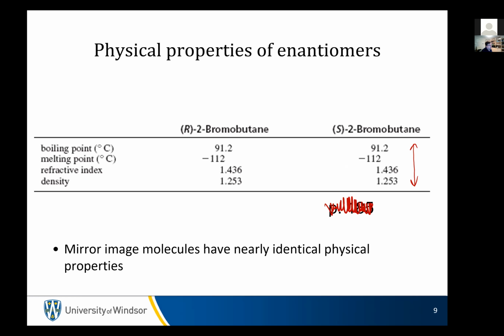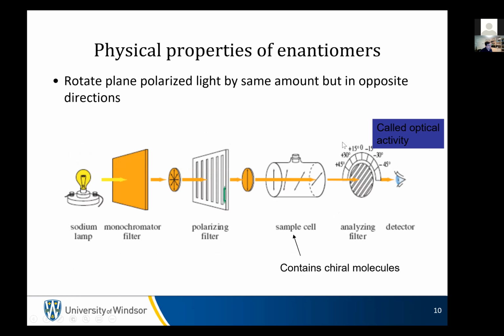Two enantiomers have the same boiling point, they have the same melting point, they have the same refractive index, they have the same density, they have the same everything. They are identical physically, except they rotate plane polarized light in the opposite direction.